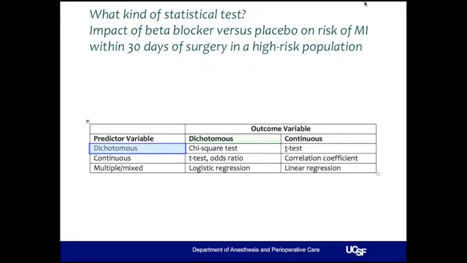So we go back to our table again, and the impact of beta blocker versus placebo on these outcomes at 30 days in a high-risk population. The predictor is dichotomous. The outcome is dichotomous. So we're comparing proportions, and we would use a chi-square test.